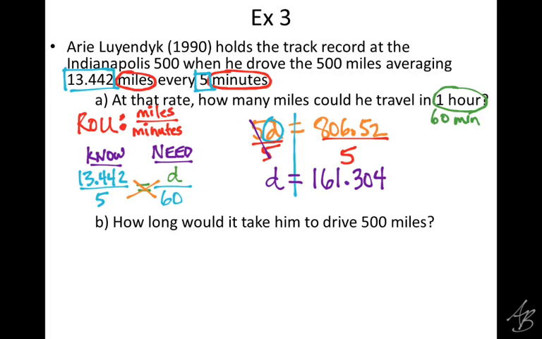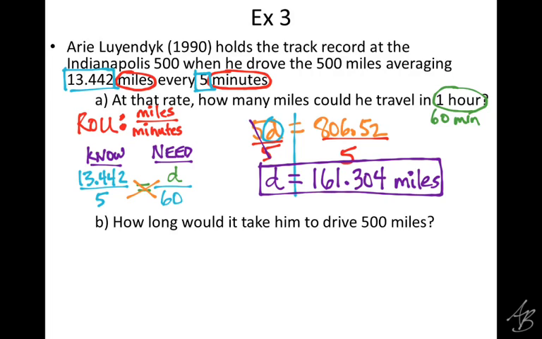Okay, now we're not quite done. D is on top of the fraction, which means the units should be miles. So I'm going to make sure I put that in there, and that makes sense for the question because it says how many miles could he travel. So the answer is going to be 161.304 miles.